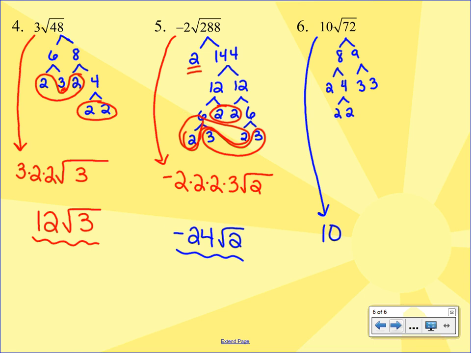So again, we're looking for the pairs. We're going to circle the pairs. So the 2 is going to come out and join the 10. The 3 is going to come out and join the 10. And then underneath the radical, we are left with a 2. So again, we have to multiply all those things together. So we're going to end up with 60 square root 2.